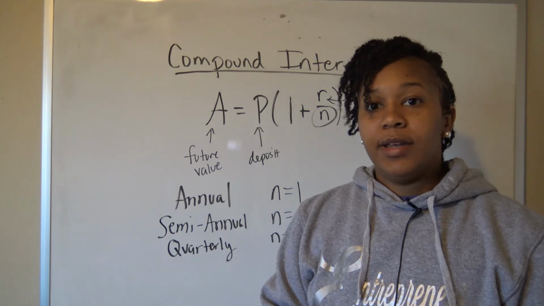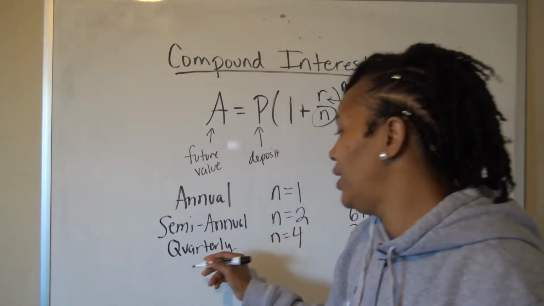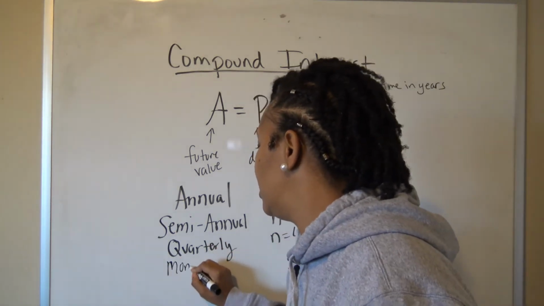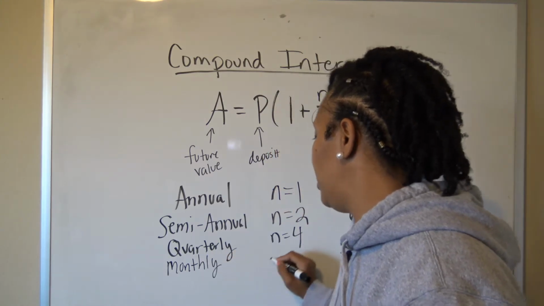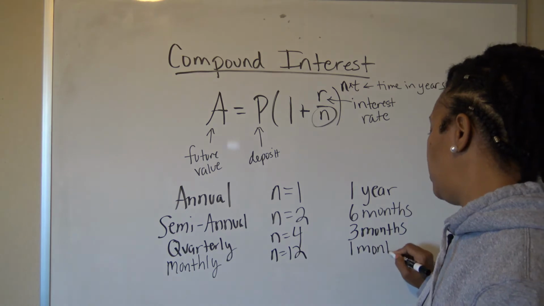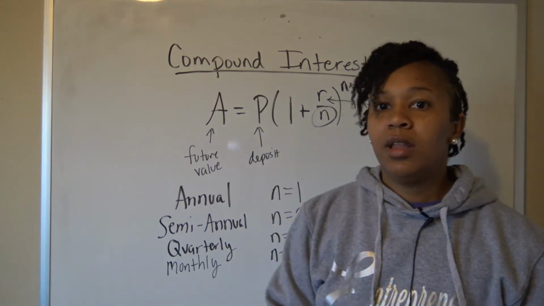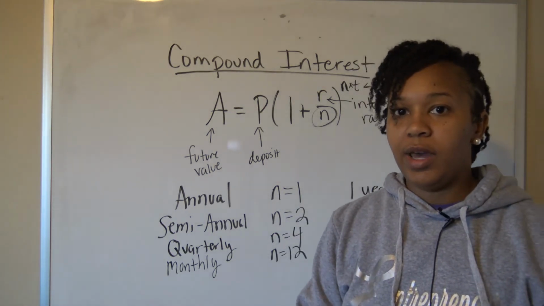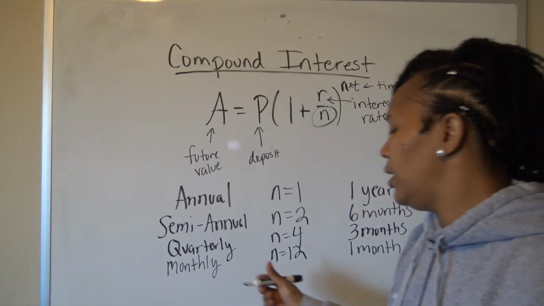Another one is, what am I missing? Oh, monthly. If interest is compounded monthly, then N is equal to 12, and the length of that time frame is 1 month. So every month your financial institution will add interest to your account. And then the last one is daily.